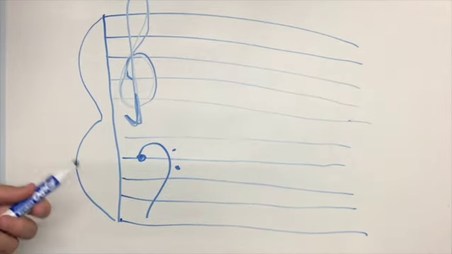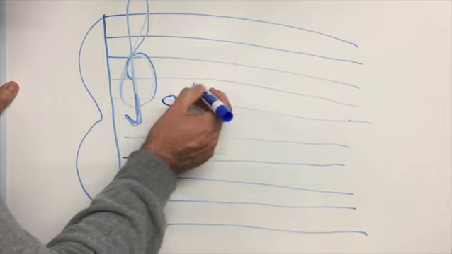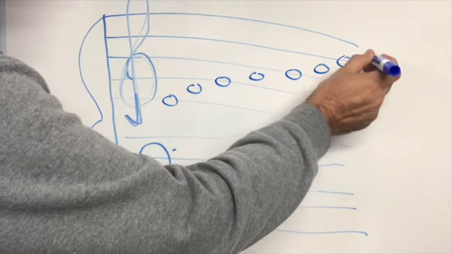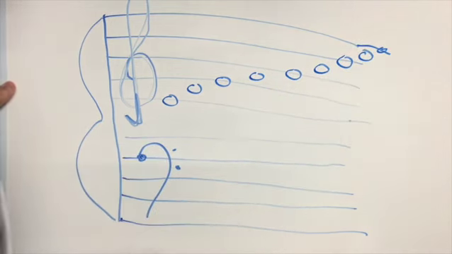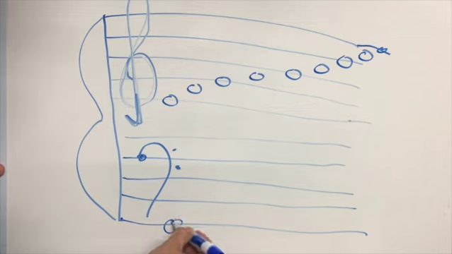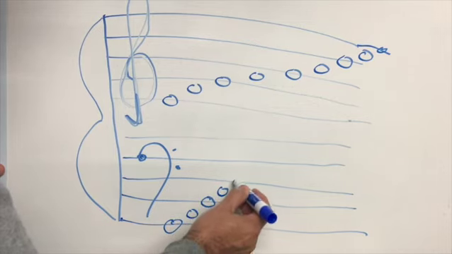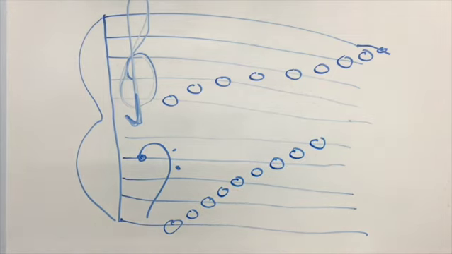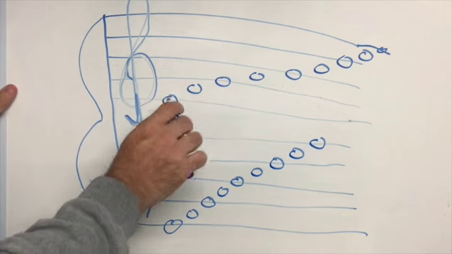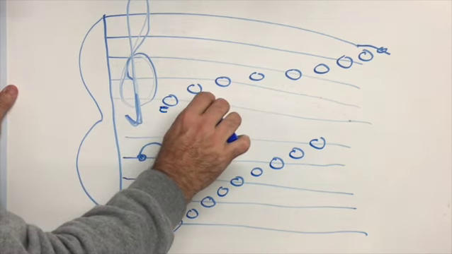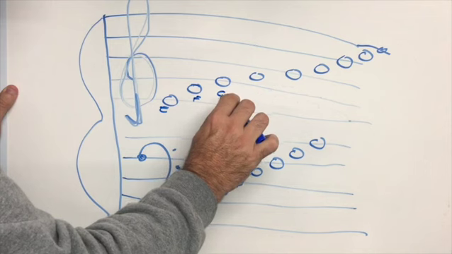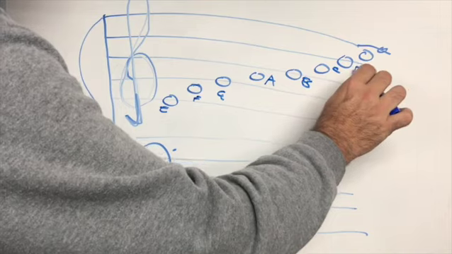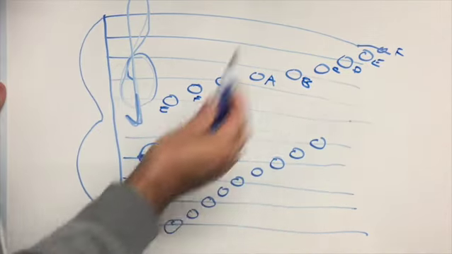Now, if we write all the notes out, like we've done before, and on the top line, F. And of course, running through here. Okay, as we've learned in previous lessons, we have the notes written. So this one is E, F in the space, G on the line, A in the space, B, C, D, E, F.